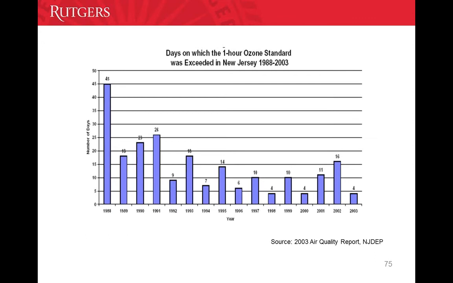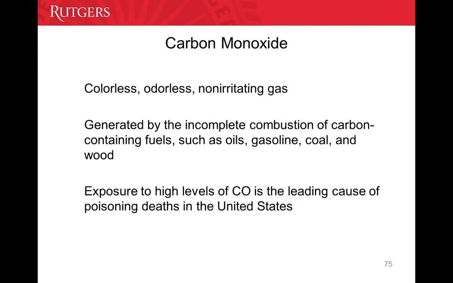In 1988, as you can see, we had 45 days where we were over the standard. We started to make some progress, but then in 91 it jumped again. Every once in a while we think we have improved things, and you can see even at the tail end of this graph that we had gone back up again. It's a function of lots of things, including climatic conditions, automobile traffic, and other things.